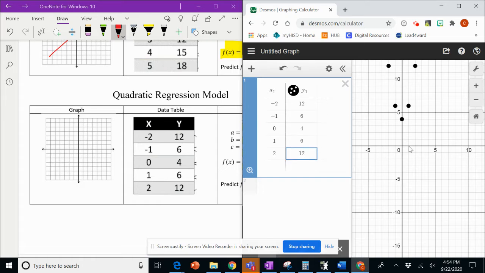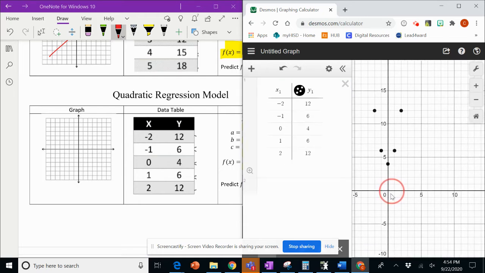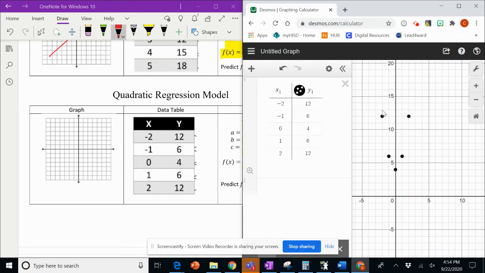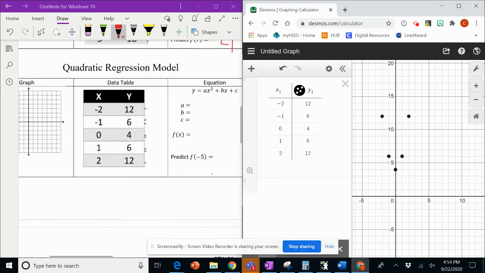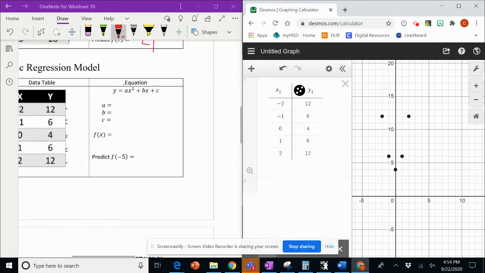So let's look at this quadratic. So you notice how for quadratics, it's going to decrease and then increase, but sometimes it may be upside down. So for quadratic, it's either going to be an up-facing parabola or a down-facing parabola. So let's find our equation. So for quadratic, our equation model is y = ax² + bx + c.